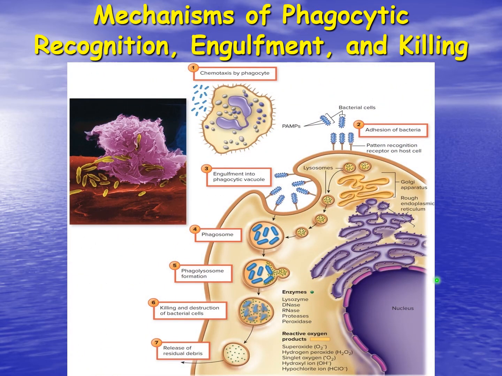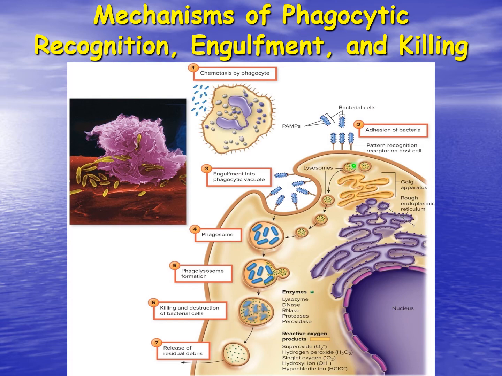When a macrophage recognizes a foreign substance, this will actually bind to specialized receptors on the cell surface, and this will initiate phagocytosis. The product then, whatever we're bringing in, will then be in this vesicle known as a phagosome.